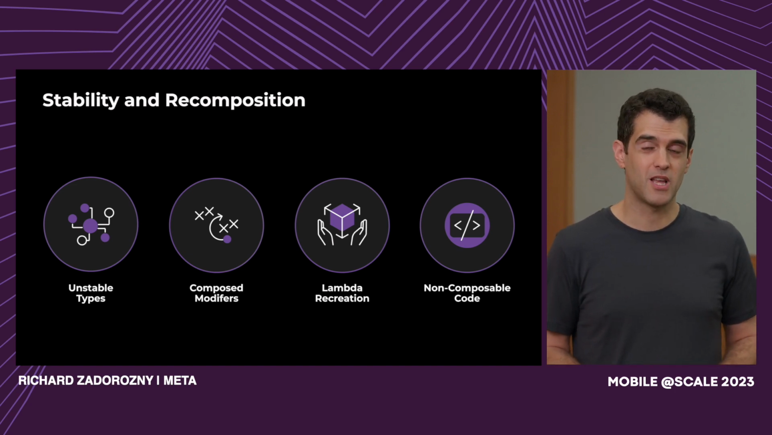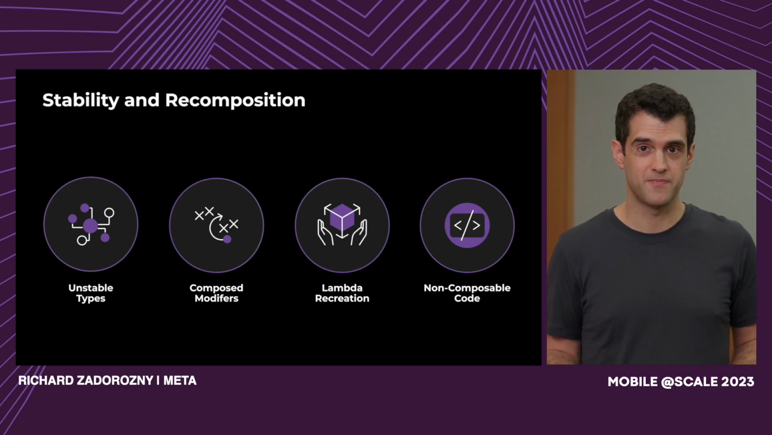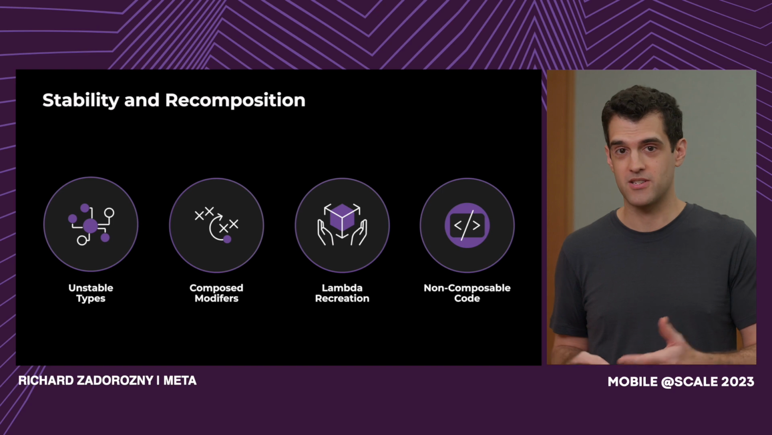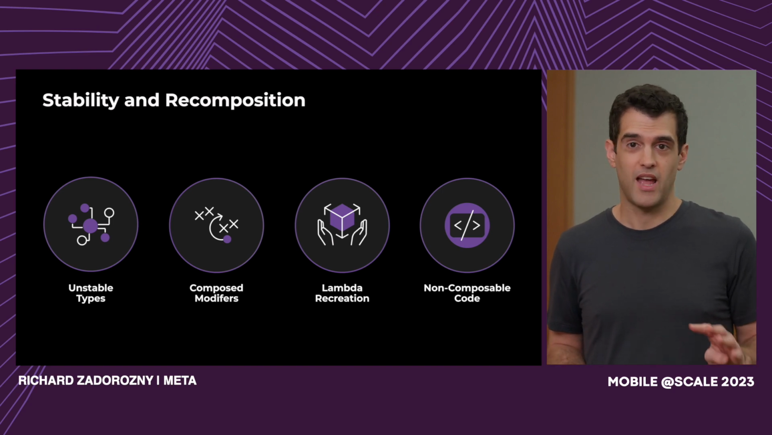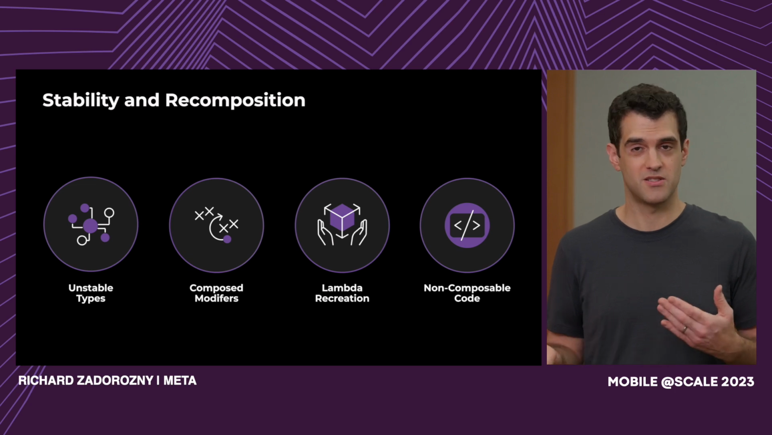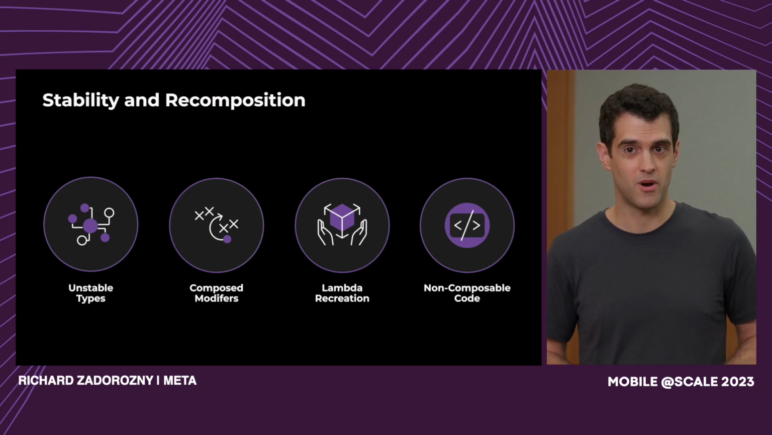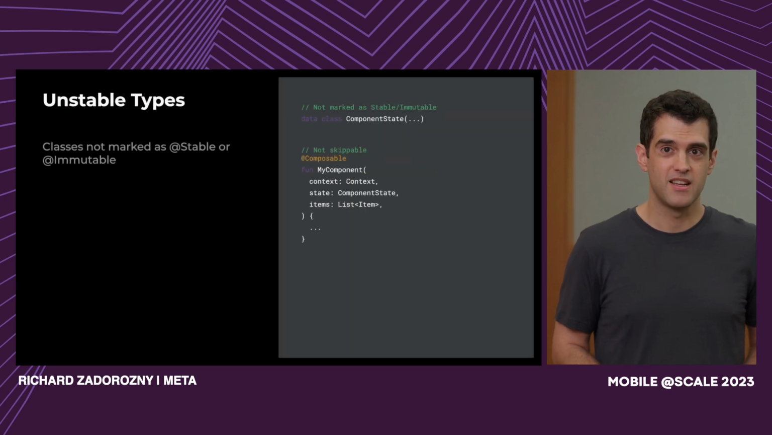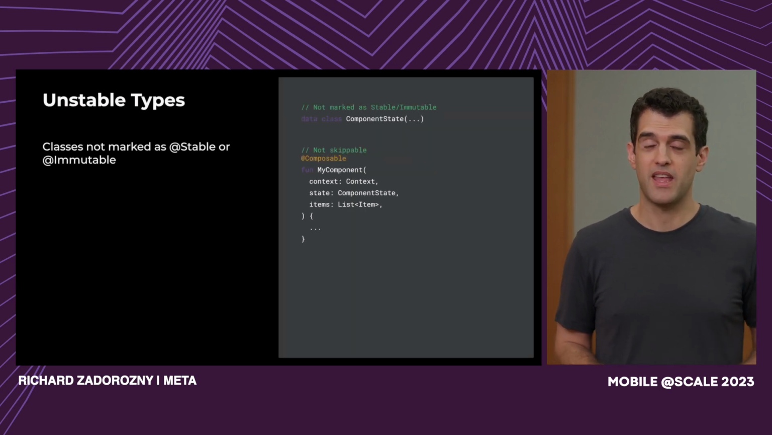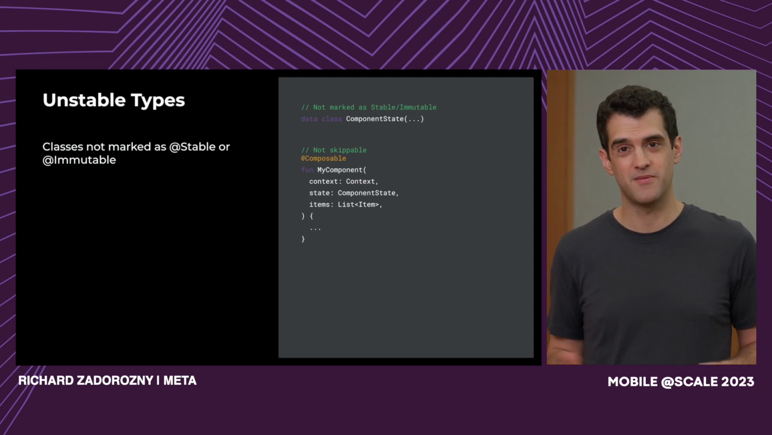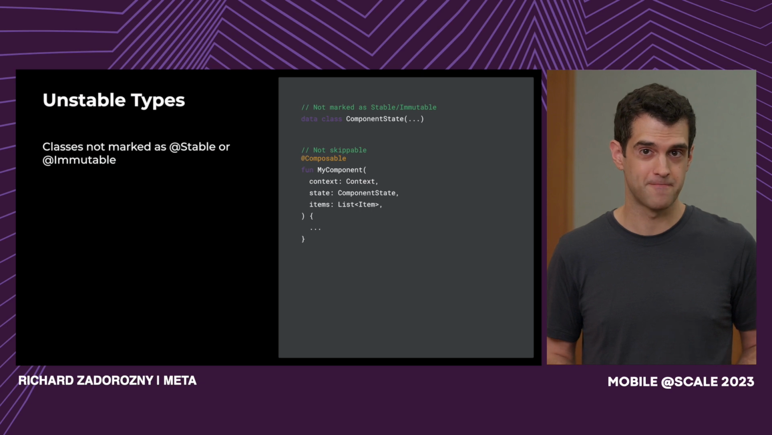So the subject is stability and recomposition, and notably how this can affect the performance of your app, especially as it starts to grow. And there are kind of 4 categories that play into this, or ways that stability and recomposition can become a bit of a problem. So let's go into a little bit about each. The first one is unstable types. And if you've looked into performance and stability in Compose, you've probably heard about this already, but it gets into a little bit more detail here.